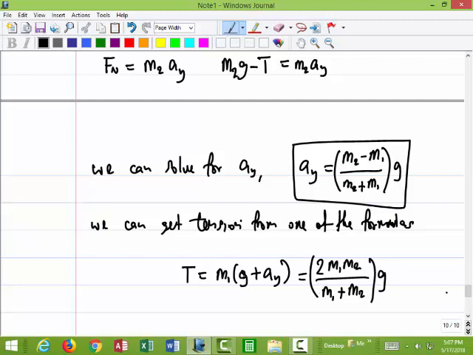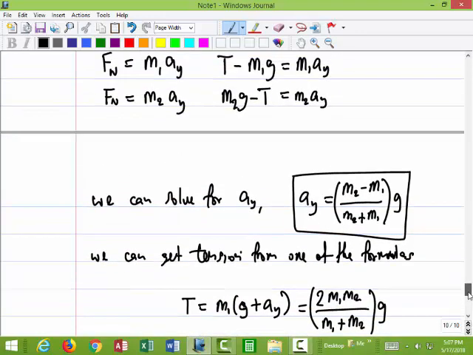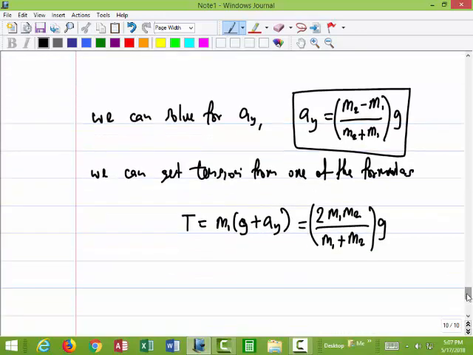So you should work through these exercises yourself, solve the simultaneous equations yourself to get A subscript y, and then substitute A subscript y into one of those formulas up there to get the tension T. It doesn't matter which formula you use, you'll get the same result for tension T, since the tension is the same. So this is an important result to remember for the Atwood machine. So this is the end of chapter 7.